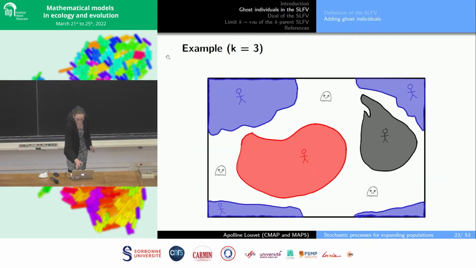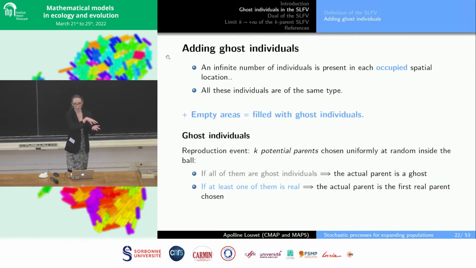So now that I have presented the original model, I'll explain how we can add ghost individuals in it. Because currently, I mean, we have a model with an infinite number of individuals in each location. So, I mean, the expansion already occurred. I mean, the space is already full. So we need to modify it somehow to be able to have expanding populations.